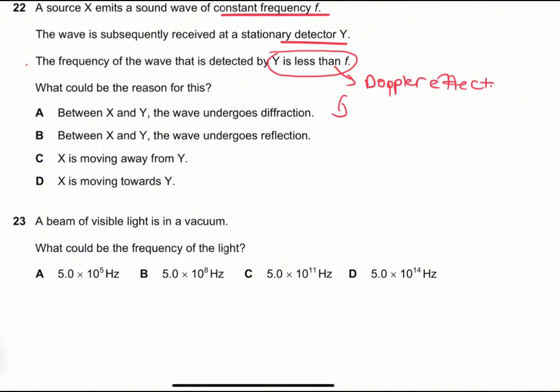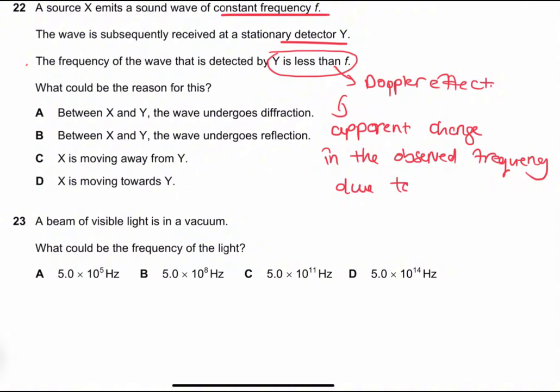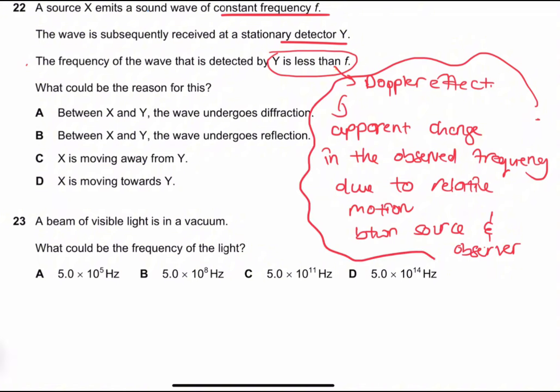What does the Doppler effect say? A Doppler effect is basically the apparent change in the observed frequency. So the apparent change in the observed frequency due to what? It's due to relative motion between the source and the observer. So this is basically the Doppler effect. So all you need to know about the Doppler effect.